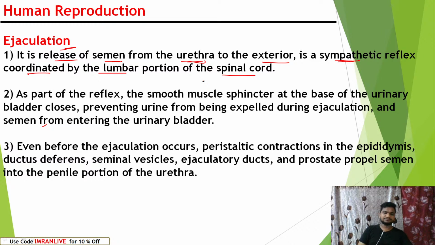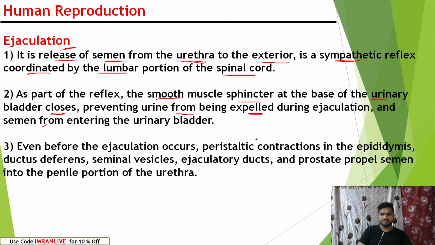It is an involuntary action. As a part of the reflex, the smooth muscle sphincter at the base of the urinary bladder closes. While semen is being released, that we call ejaculation, the urinary bladder closes, because as I mentioned, urine and semen cannot both be excreted from the urethra at a time. It prevents urine from being expelled during ejaculation. Clear? So the smooth muscles at the region of the urinary bladder contain a sphincter. When ejaculation takes place, they stop the urine pathway. That is the thing we have to understand.